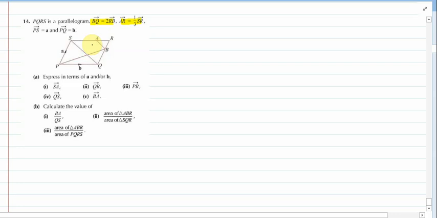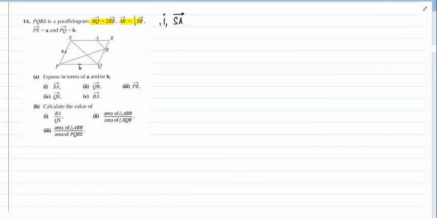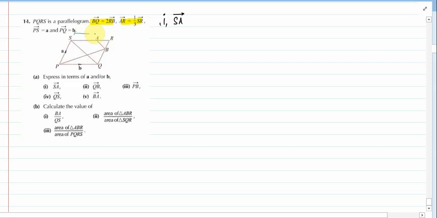Expressed in terms of A and or B, the first vector is SA. First part, we need to find SA in terms of A and B. First we need to give it a try and then I will explain. Time is 40 to 50 seconds to start. At first, you know that if PQ is B, that means from S to R, we have a value of B, right? That is for a parallelogram.